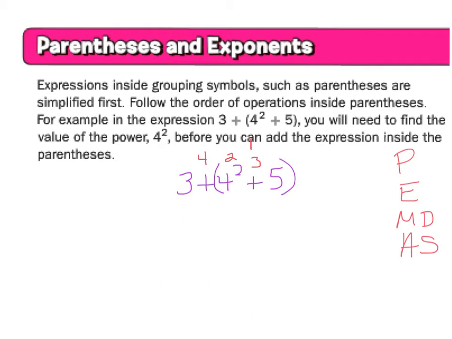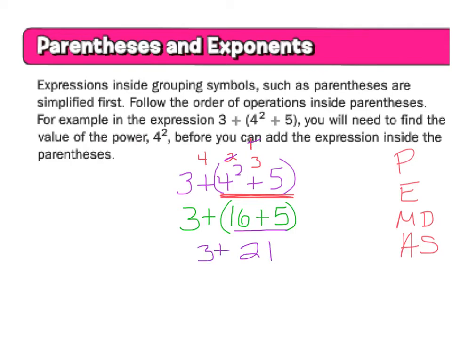So focusing in here, we're going to do our exponents first. So 4 squared is 4 times 4, which is 16. I rewrite it, plus 5 in parentheses, plus 3. So I've done my step 1, I've done step 2. Now in step 3, I go ahead and get to add. 16 plus 5 is 21. I rewrite my expression. And now I'm going to do 3 plus 21, which is 24.